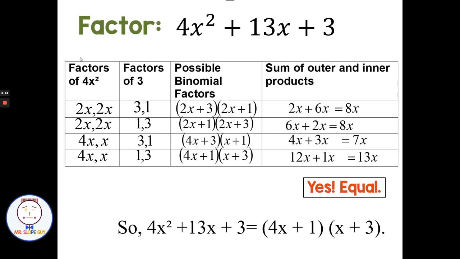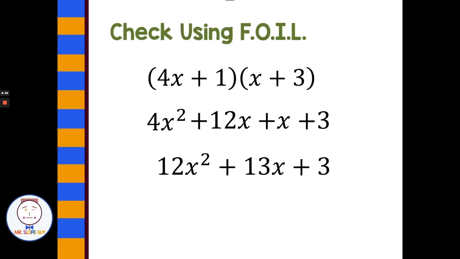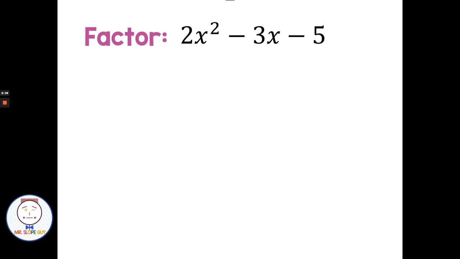I already checked my first term, really. All my first times first, my last, but my outer and inner came out to be that middle term. And so now if I want to feel great about my answer, I could FOIL and check, and it works. All right, you guys try this one on your own. Pause the video here, come back and see how you did.